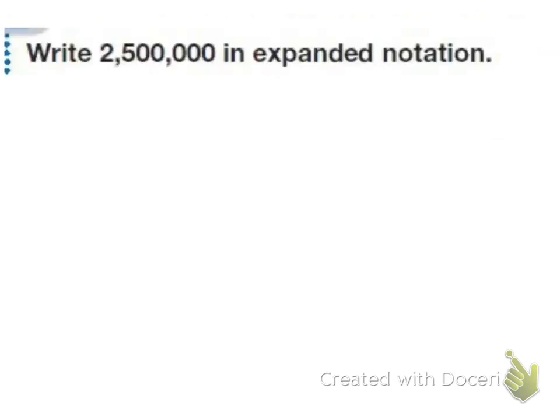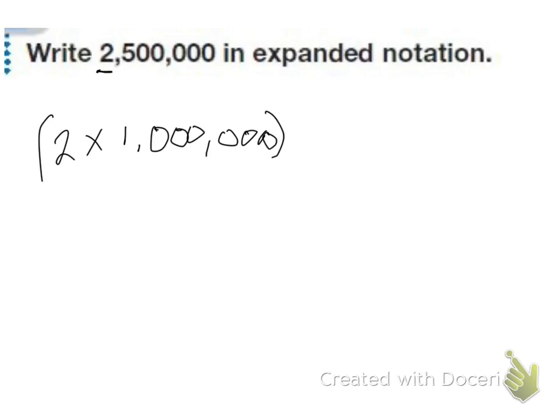Okay, this next one says write 2,500,000 in expanded notation. So remember, we take the number in the place value and multiply it by its place value. So we do 2 times 1 million plus 5 times 100,000. Okay, and that's it.